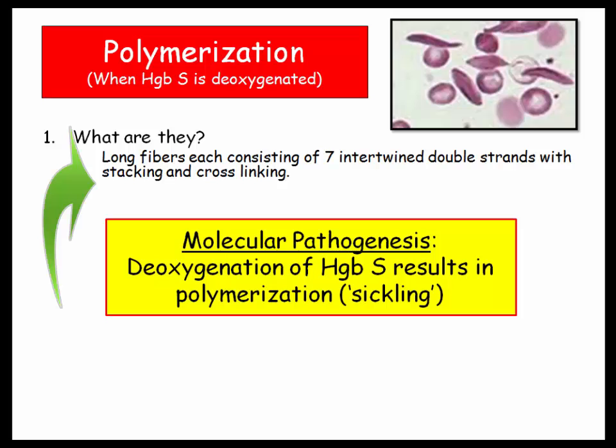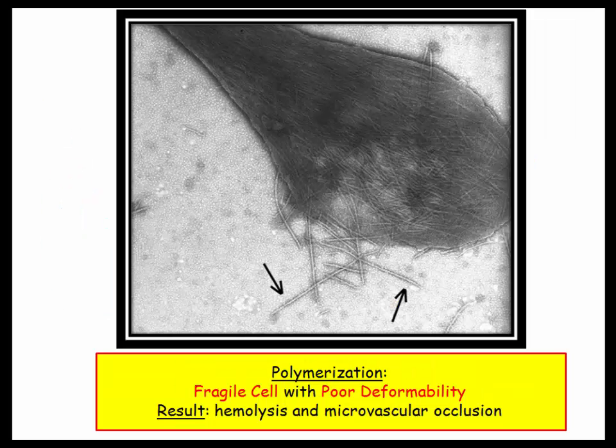I do have a little blurb here on the hemoglobin polymerized fibers. They each consist of 7 intertwined double strands with stacking and cross-linking. That's just informational. More important is the imagery. The polymer itself is an elongated rope-like fiber which results in red cell distortion.